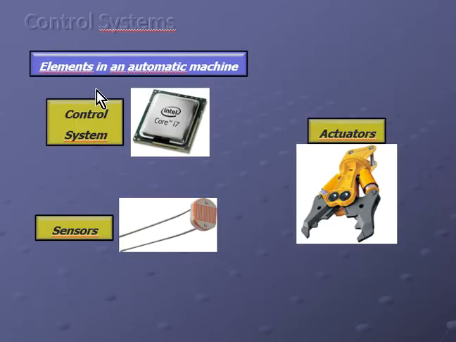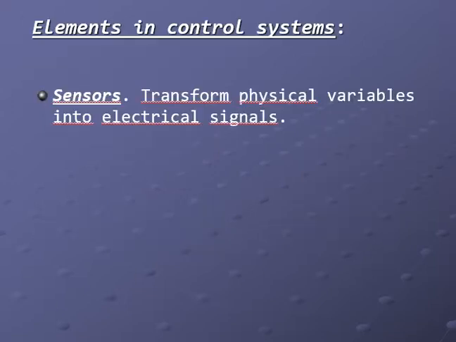Basically, we have a control system like a microprocessor or something like that. We have actuators and we have sensors. A sensor is an element that transforms a physical variable into an electrical signal. For example, when we have an LDR, we can transform the light signal into an electrical signal. We have many different sensors. We will see them later.